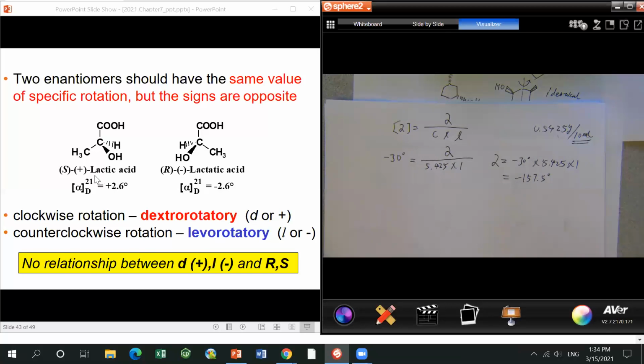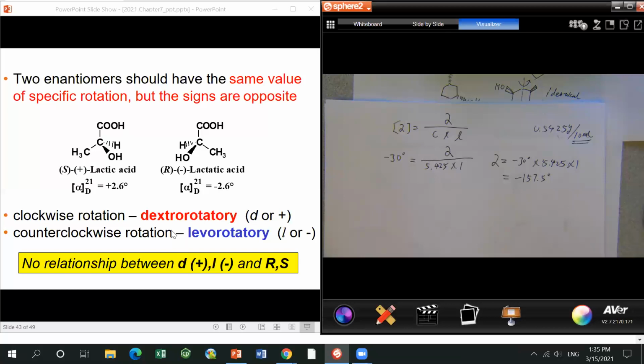For example, this (S)-lactic acid and also the (R)-lactic acid, both are 2.6. But one enantiomer will rotate plane polarized light clockwise, so that's the plus sign. Another one rotates counterclockwise, so that's the minus sign. So you can say the same value, but different directions of rotating the plane polarized light.